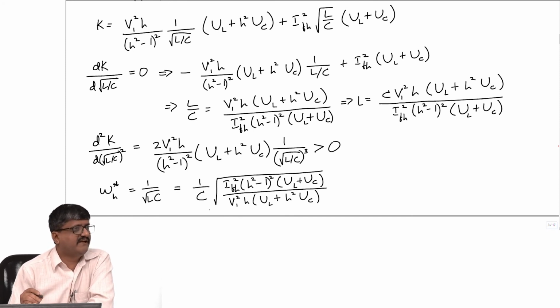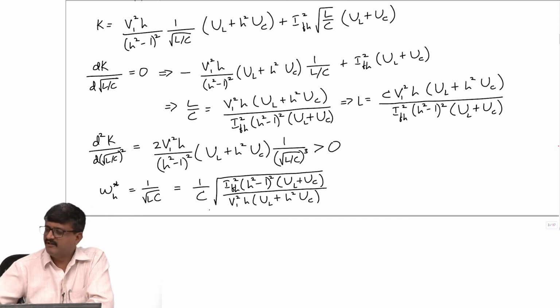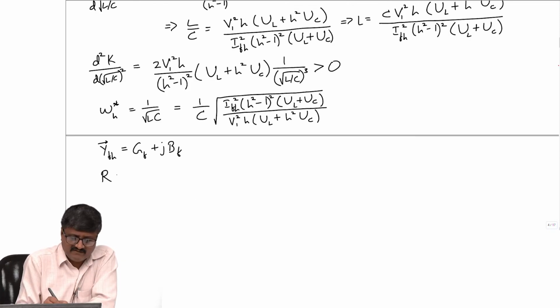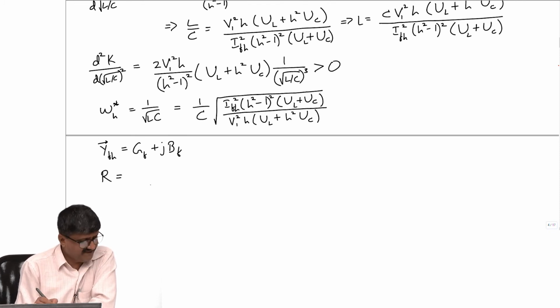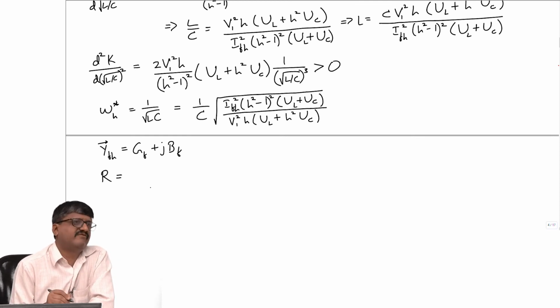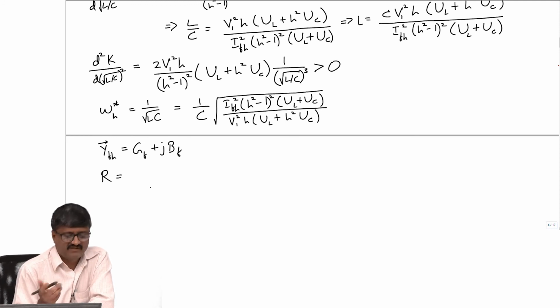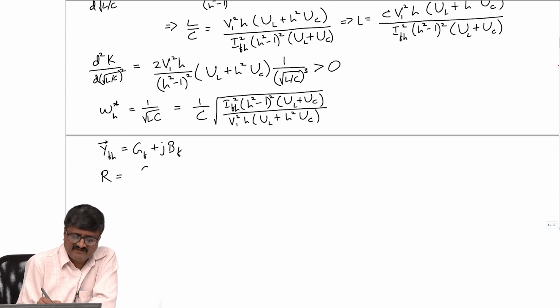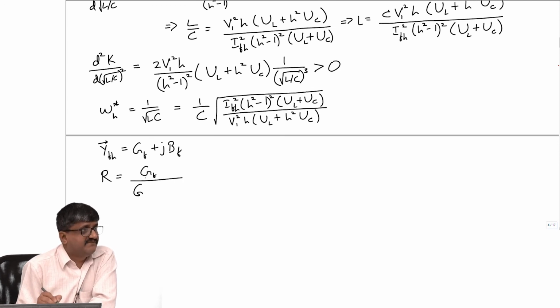Once I find L and C, can I find R? How? Can I relate R, GF and BF? What is R in terms of GF and BF? It is the real part of the reciprocal of the complex y of h. So can I write this as GF divided by GF square plus BF square?